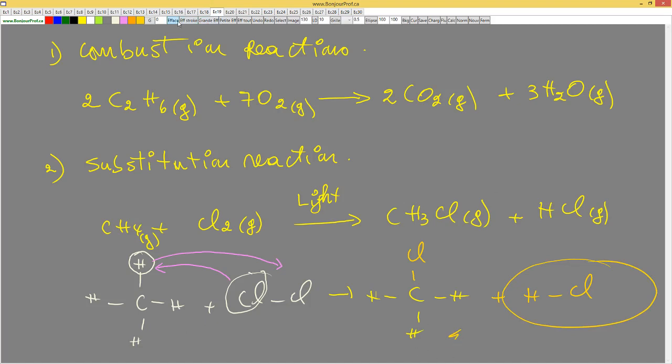What is the name of this one here? If I want to name it, it is easy. It is chloromethane, because there is only one carbon, it's chloromethane.